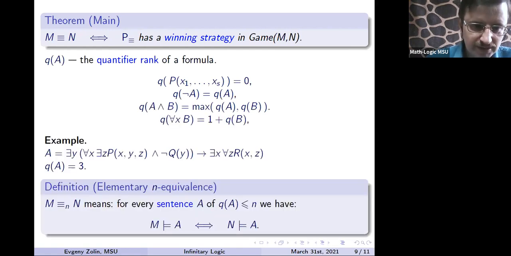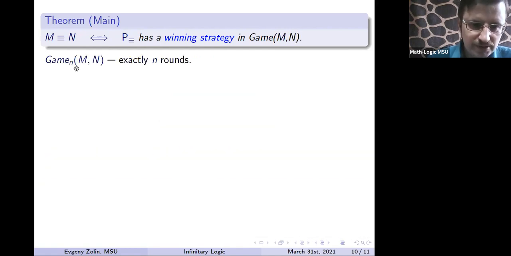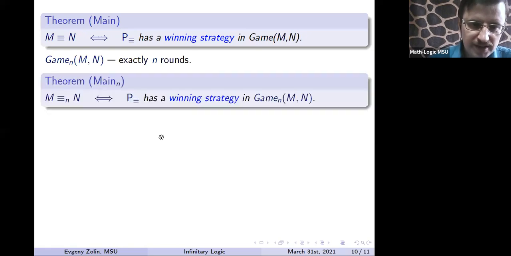So the game n simply is played n rounds, and then we see which player is the winner. And again, we can think which of the two players has the winning strategy in this game with subscript n. And the theorem says that these two models are elementary n-equivalent if and only if the second player has a winning strategy in this game number n.